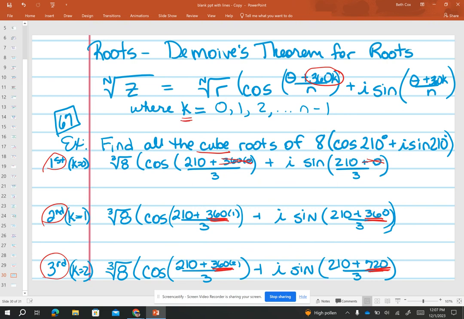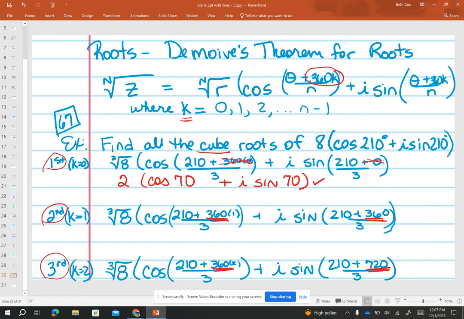All right, so we'll do this one. The cube root of 8 is 2. Cosine of 210 divided by 3 would be the cosine of 70 plus i sine of 70. Okay, I think the answer stays in this format. If not, I'll pull out my calculator. It does, it stays in this format. So the correct answer says that's it.